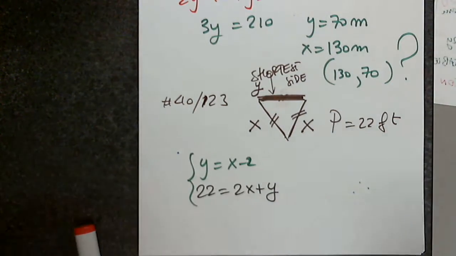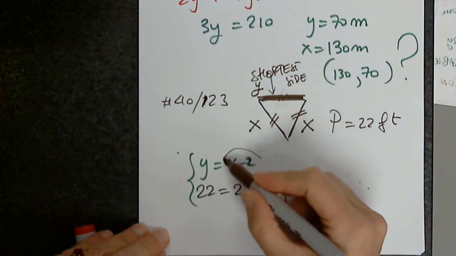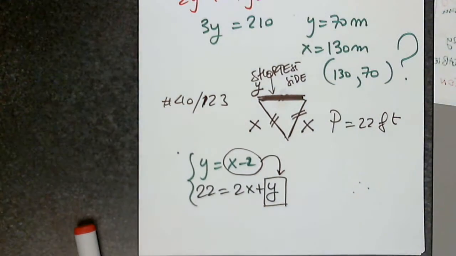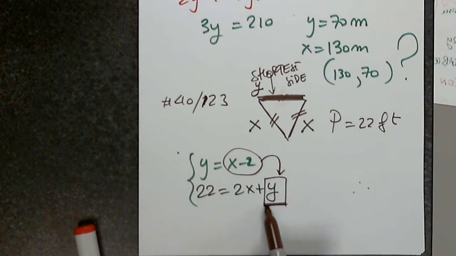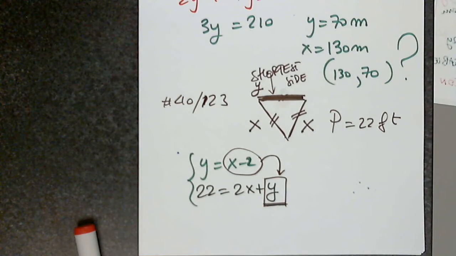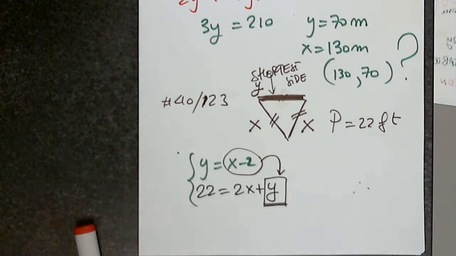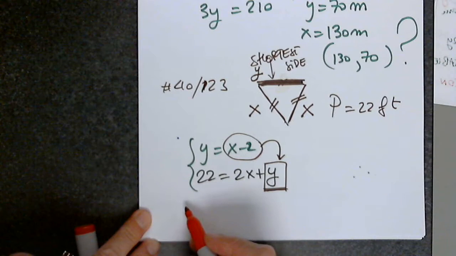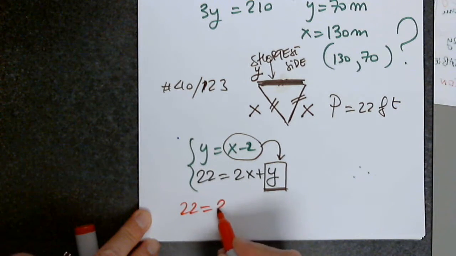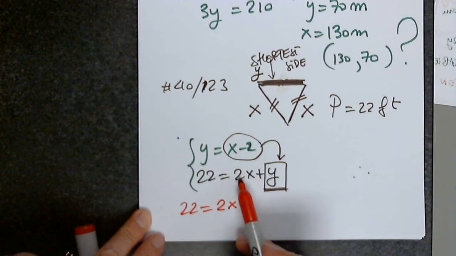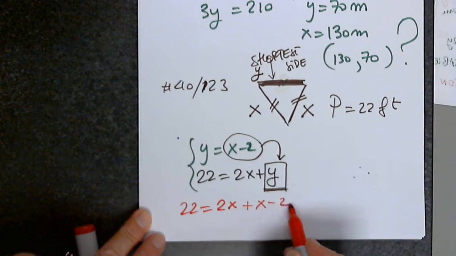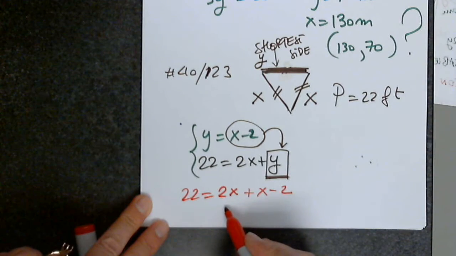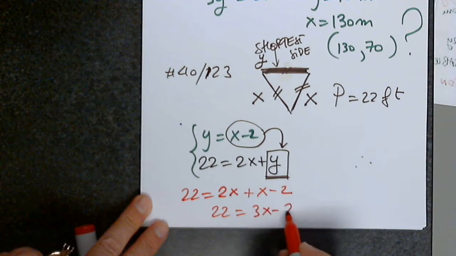Substitute the y with the x minus 2. Very good. Y is the same as x minus 2. I will replace y in the second equation by x minus 2. Can anyone dictate that second equation that now will have only one variable and we will be able to solve it? I'm ready when you are. I have to show it first, but you're right. 2x, and then I replace y by x minus 2. So the equation indeed becomes 22 equals 3x minus 2.